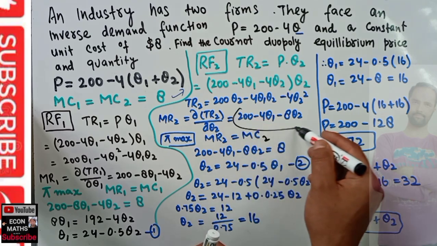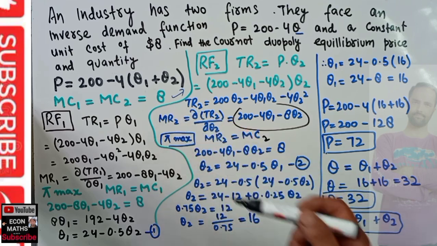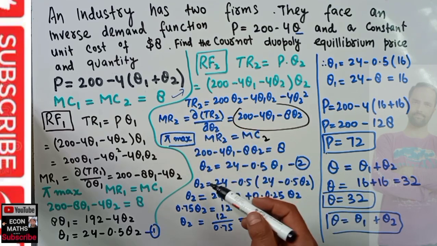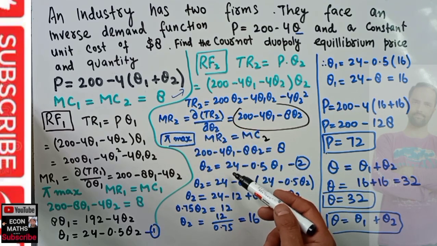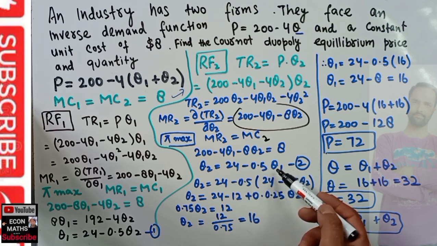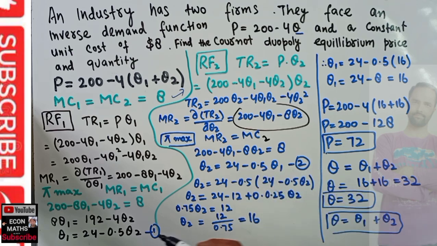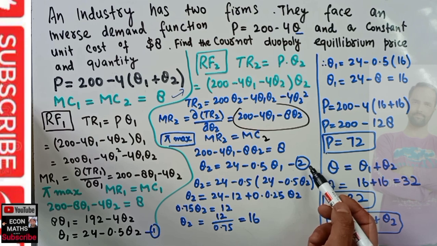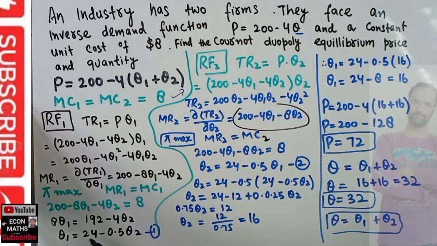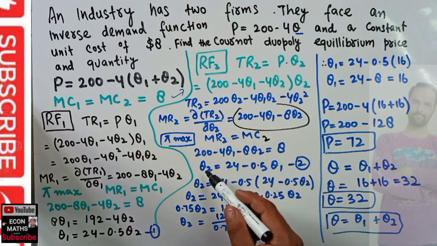This is our marginal unit function. We equate it with the marginal cost, which is constant here. Then we solve for Q2. That is, Q2 is equal to 24 minus 0.5 Q1. Okay, this is equation first, this is equation second. What we do is plug the value of Q1 into the second equation.